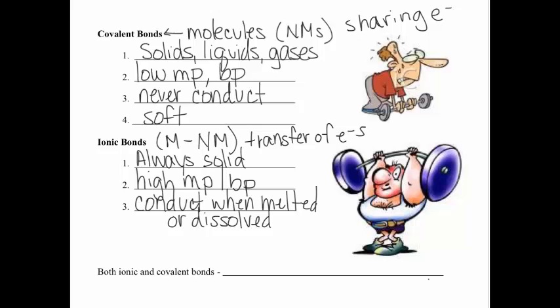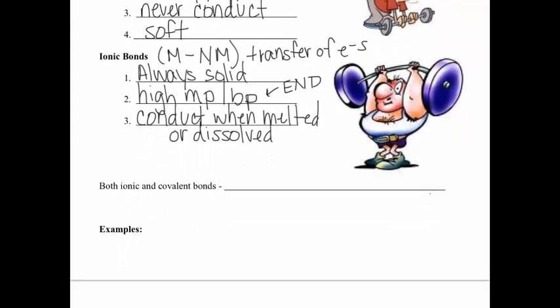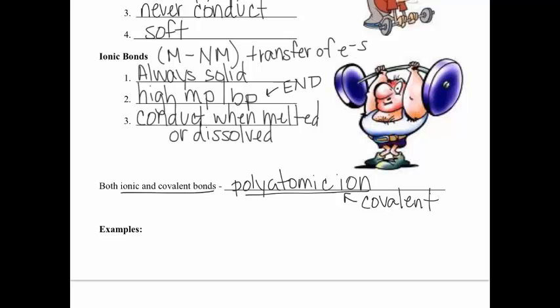If you're ever asked to rank them by their melting and boiling points, you use the electronegativity difference. The higher the electronegativity difference, the greater the melting and boiling points. And then the last little thing I want to talk about, sometimes they ask about compounds that include both ionic and covalent bonds. This is any compound that has a polyatomic ion. So if it has a polyatomic ion in it, that ion is actually constructed of covalent bonds, and then what it's bonded to is bonded by ionic bonds.